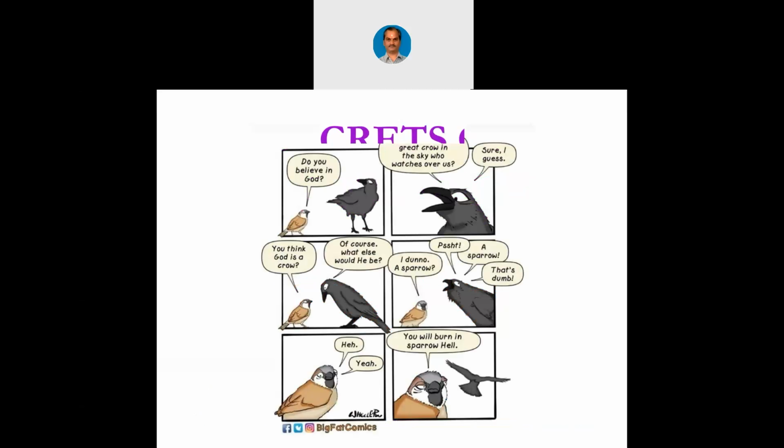Just look at this picture. God. One sparrow is asking a crow, "Do you believe in God?" And the crow says, "You mean like a great crow in the sky who watches over us? Sure, I guess," the crow answers. The sparrow asks again, "You think God is a crow?" The crow says, "Of course, what else would he be?"